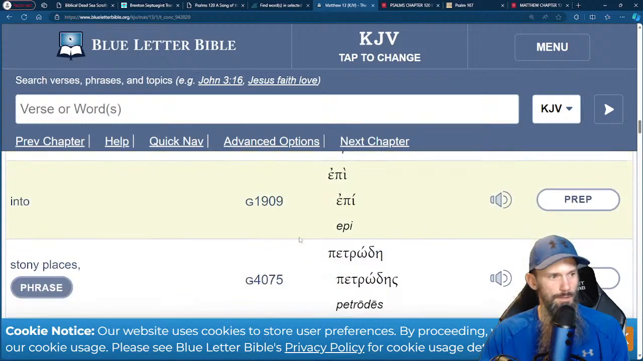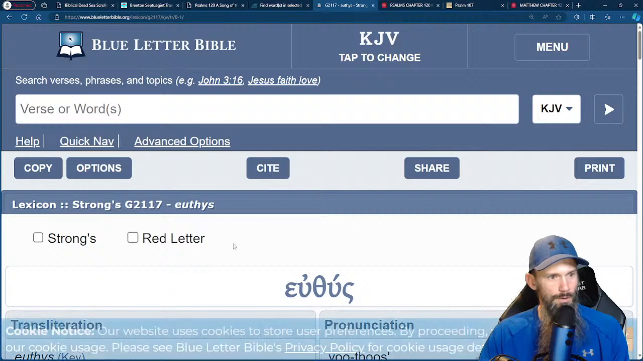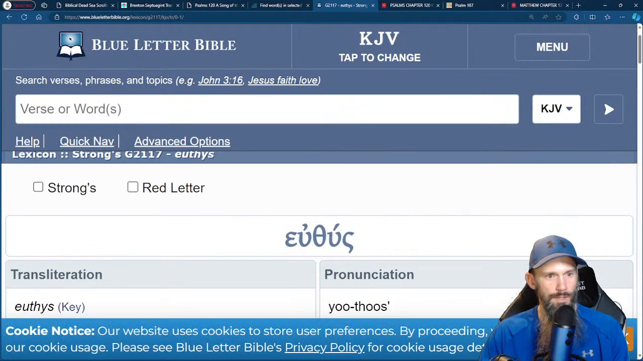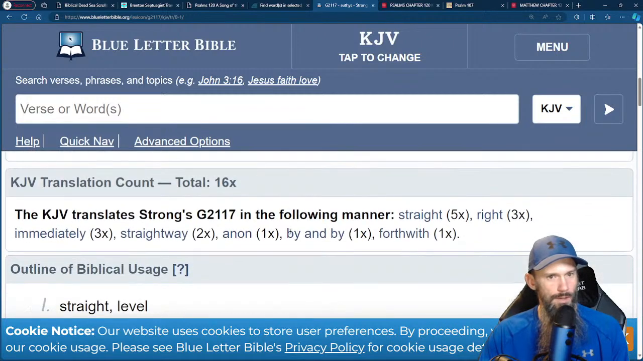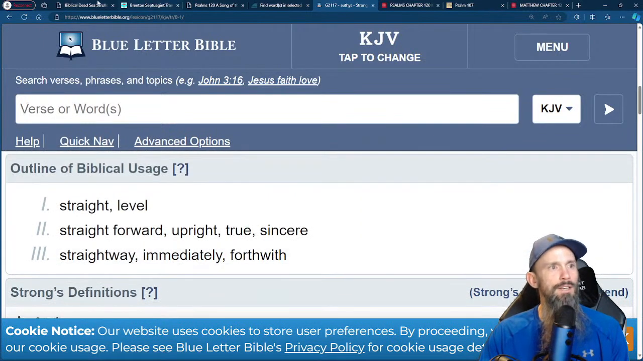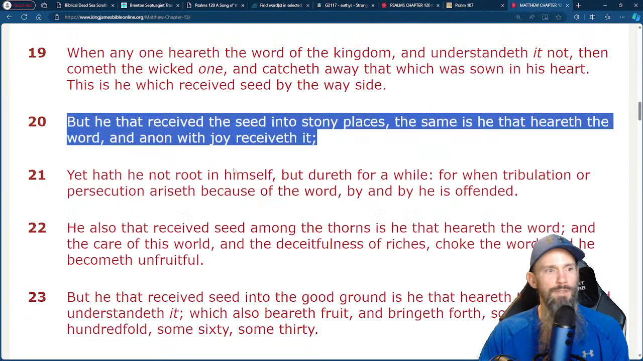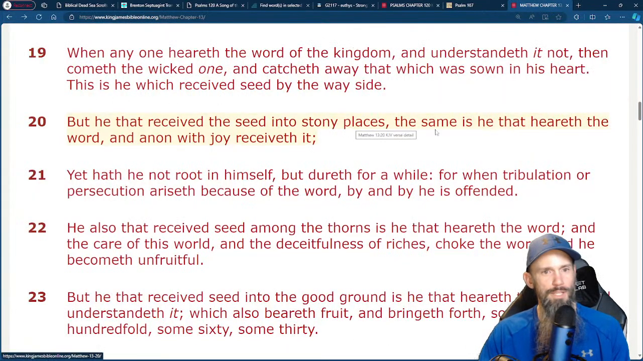Sometimes that KJV. Anon, the Greek word euthus, straight, right, immediately. Okay, immediately, straight away. Yep, immediately. Anon. Way to go, translators. But he that received the seed in the stony places, the same is he that heareth the word, and immediately with joy receiveth it. Yes.